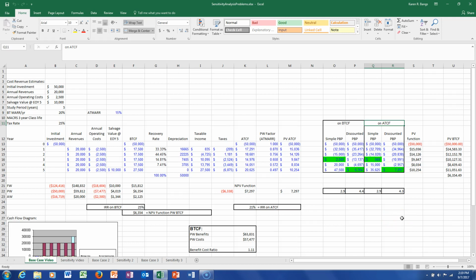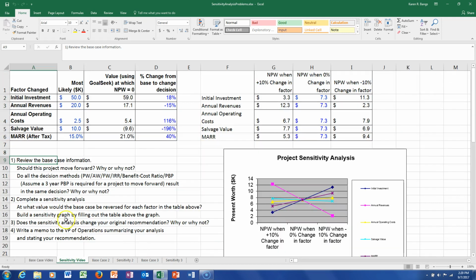We're going to use both goal seek, which you saw in a prior video, and then I call it a spider chart, but in one of the first videos you watched for this series, she called it a sensitivity graph. So what I'm going to have you do is talk about the base case information, which is what was on the prior tab, and you should be able to have a discussion that should you move forward with this project, why or why not, and discuss it in terms of all of the decision methods: the present worth, the annual worth, the future worth, the internal rate of return, the benefit cost ratio, and the payback period.